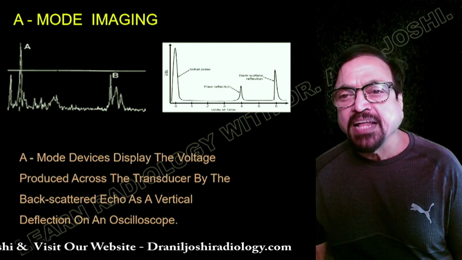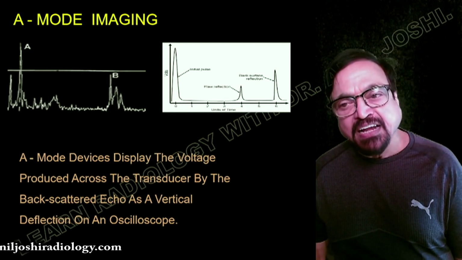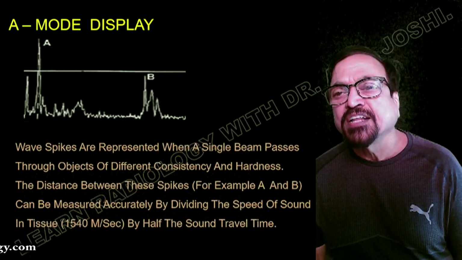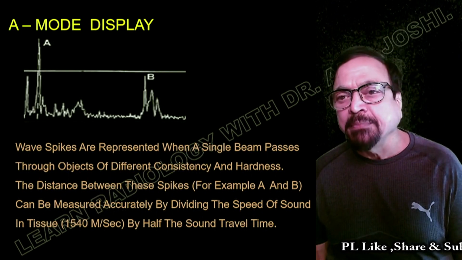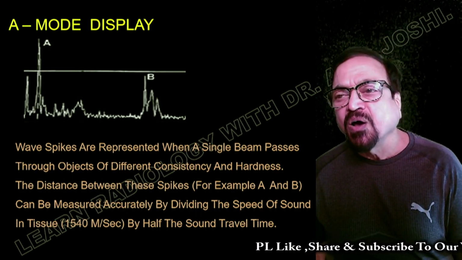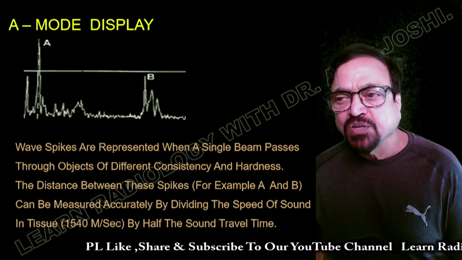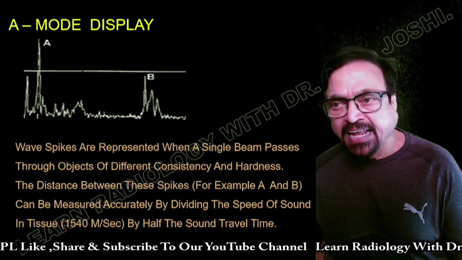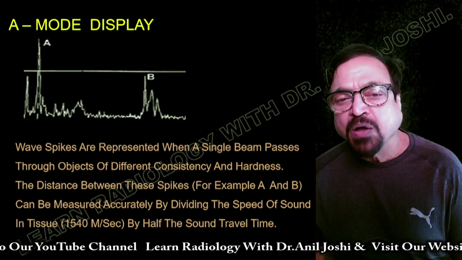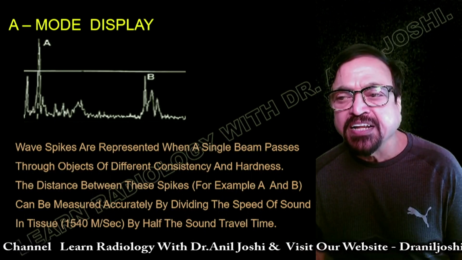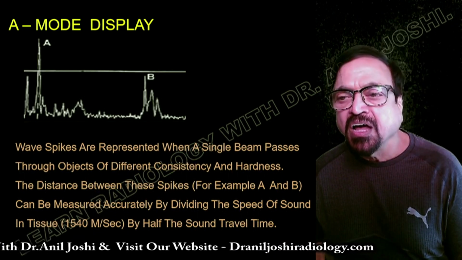A mode devices display the voltage produced across the transducer by the backscattered echo as a vertical deflection on the oscilloscope. Now, further, in M mode display, wave spikes are represented with a single beam which passes through objects of different consistency and hardness. The distance between these spikes, for example A and B as denoted in the diagram, can be measured accurately by dividing by the speed of sound in tissues. There is a different speed of sound in different media, and that is a separate topic we have covered. We have given it in tabular form.